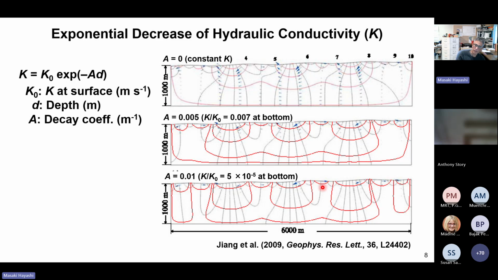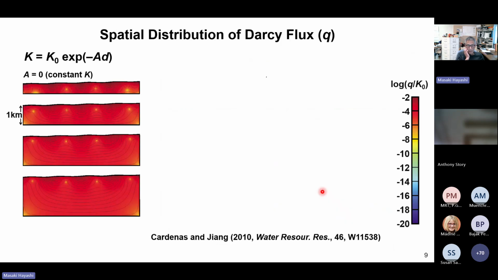So they demonstrated that this is a reality of the flow system. So we need to really focus on the part that flow is still very active. And then Xiaowei worked with Bayani Cardenas on another paper. This time they were going to focus on solute transport, but I'm showing the results for the flow part from this paper. So again, using the exponential decaying hydraulic conductivity.